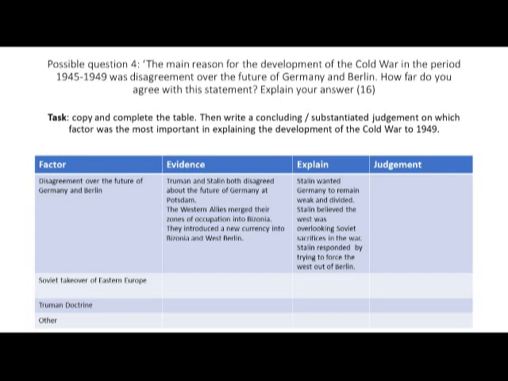If you want, you can have a go at completing this plan and coming up with a judgment paragraph. But I would suggest there's never been an emphasis before on Germany and Berlin as a factor for tensions up to 1949. So it is possible that if the origins of the Cold War come up as a question 4, the examiners may well target this particular factor.